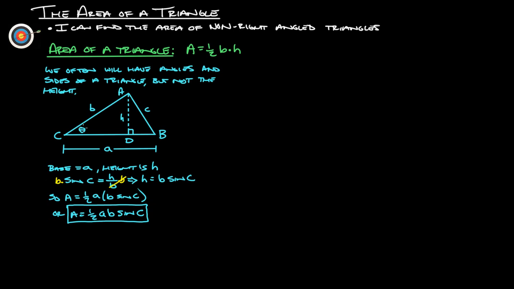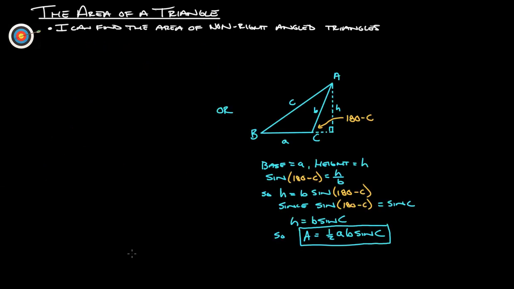So if we know the angle and the two sides that include that angle, that make up that angle, then we can find the area of that triangle, even if it's not a right triangle. Okay, so let's do this.